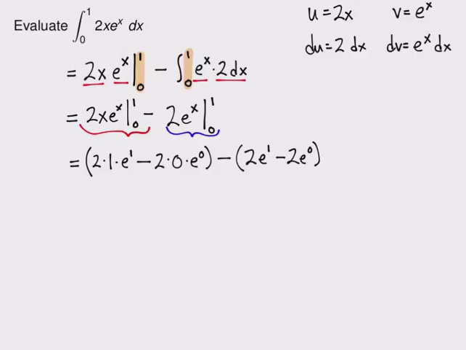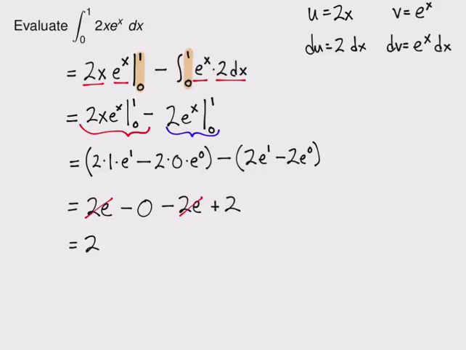So notice how I evaluated each of these parts from 0 to 1. I had subtraction in the middle, and I kept track of my parentheses carefully because all this subtraction needs to be done for entire terms at a time. All right, with a little bit of simplification, this turns into 2e minus 0, and then distributing the minus sign carefully, minus 2e plus 2, because e to the 0 is 1. The 2e's cancel out, and all that I'm left with is 2.